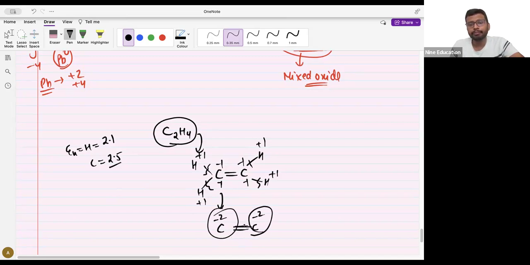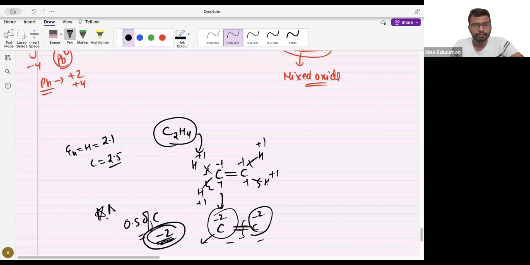Now we can't break these two because they are symmetric, same carbon carbon, no one more, no one less. So here the oxidation state of carbon will be -2. Remember this. Oxidation state of carbon will be -2.